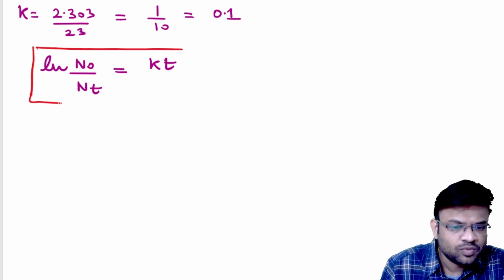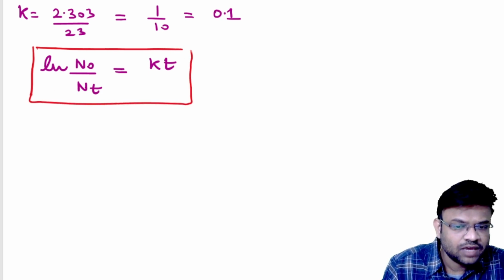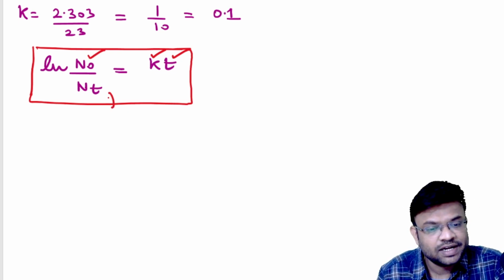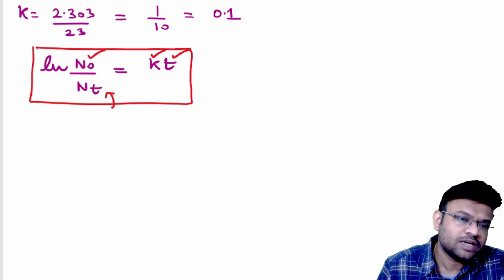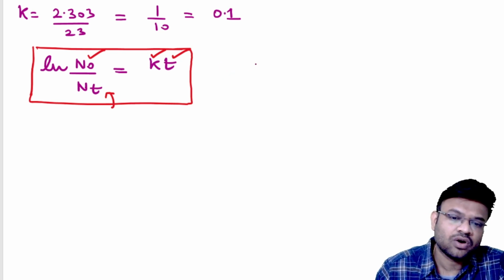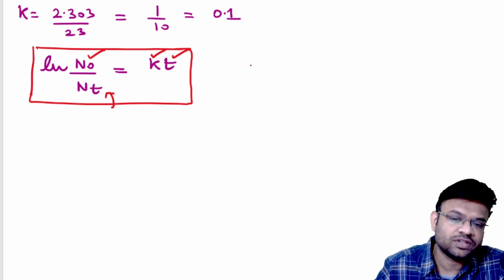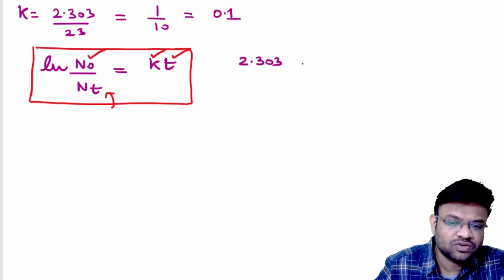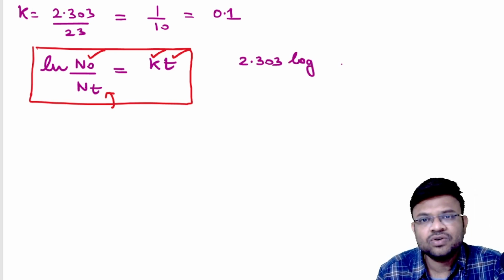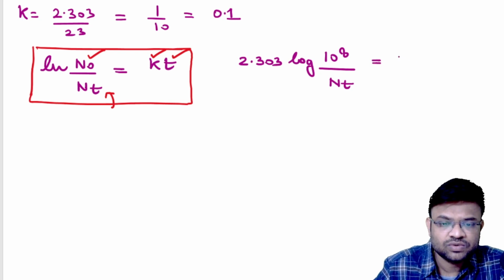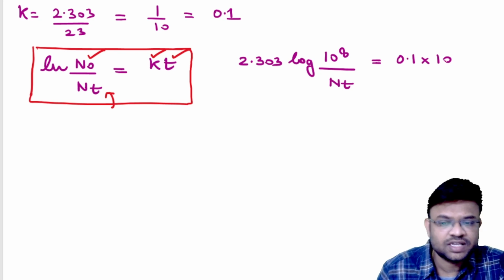This is the formula that we should be knowing. Now, in this formula, I am aware about the k value, since we just calculated the k value. I am aware about the t value. I am aware about the original N0 value, and I have to find out the Nt value. This is what we have to calculate. Let me just quickly convert this ln into the log. You would be knowing that if you want to convert ln into log, you just have to multiply it by 2.303. So 2.303 log, and N0 we already know it is 10 to the power 8 upon Nt we are not aware. k is equal to 0.1 and time was given as 10.